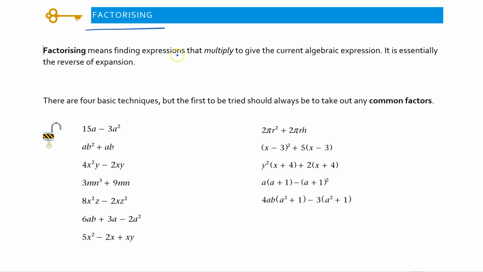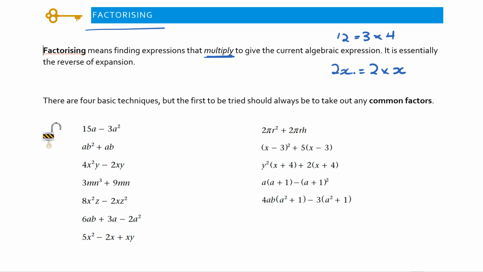It just means that we want to find two expressions, doesn't have to be two, that multiply to give a current algebraic expression. So just like with numbers, we could think of, say, 12 as having factors of 3 and 4, two things that multiply together to give 12. Then algebraic expressions also have things that multiply together to give them. To take a trivial example, 2x is a 2 multiplied by an x. 2 and x are factors of 2x.